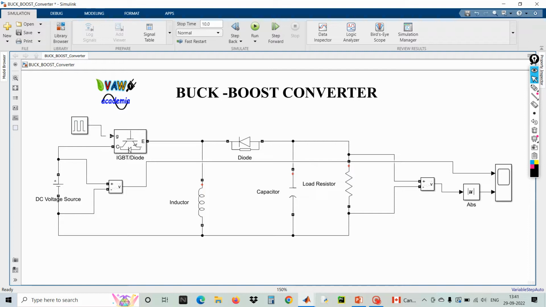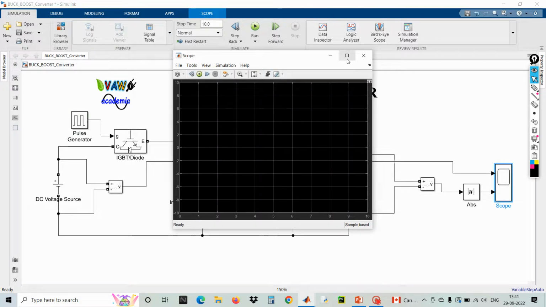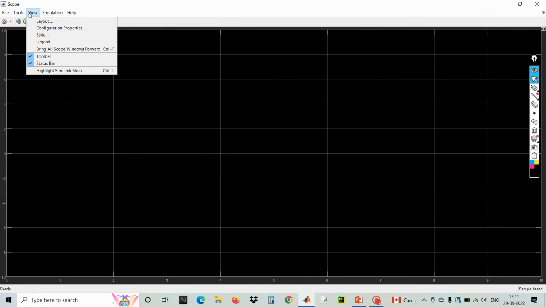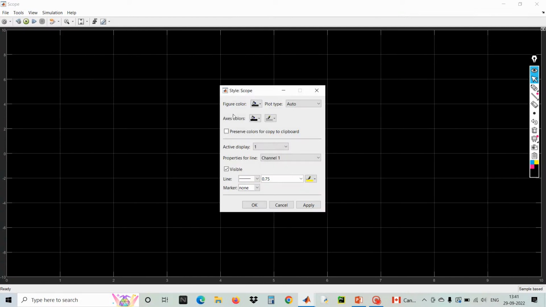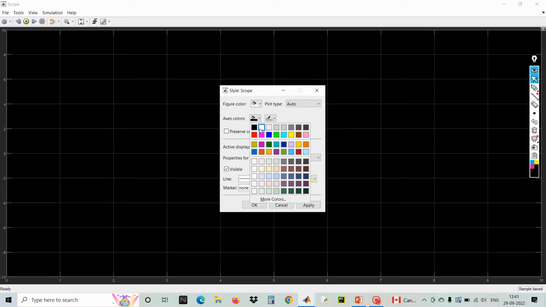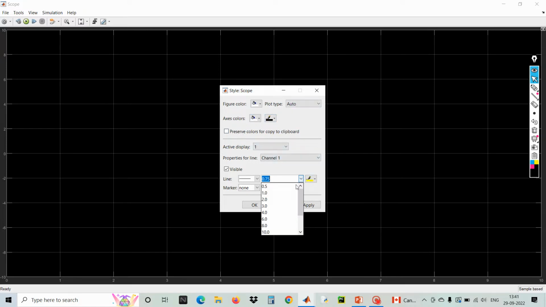I am just connecting it here. Before that, I want to change the scope background. I'm going to View, Style, figure color as white, axis color as white, this pen is black. See, channel 1 is nothing but my input.